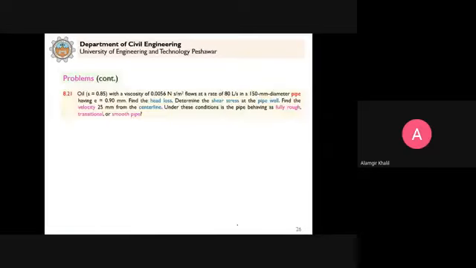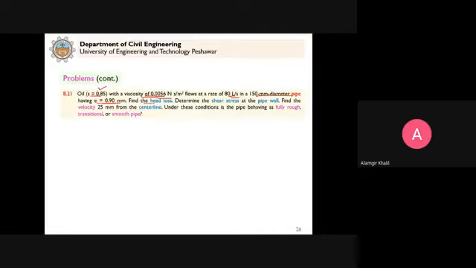Let us solve another problem. Now we have oil with specific gravity 0.85. This is the last problem. The viscosity is given to us. The flow rate is given as 80 liters per second, and this is the diameter of the pipe. The absolute roughness is given as 0.9 millimeter.